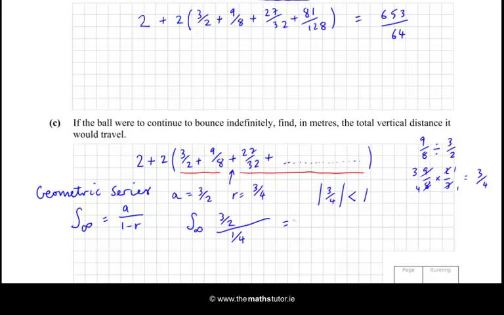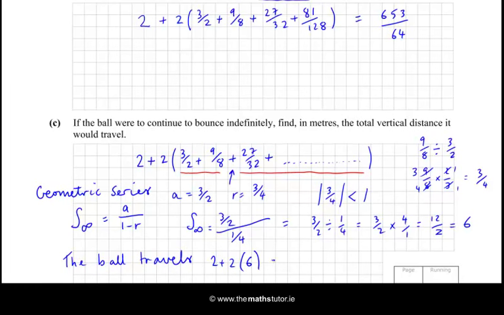So that is 3 over 2 divided by 1 over 4, which is 3 over 2 multiplied by 4 over 1, which is 12 over 2, which is 6. Now don't forget, that's just the bit inside the brackets. So the ball travels a total distance of 2 plus 2 times what's in the brackets, which is 6. So it goes 14, and we should put in some units here, and that is meters. In fact, I should have put in meters up above here as well. So that was meters as well, the total vertical distance.